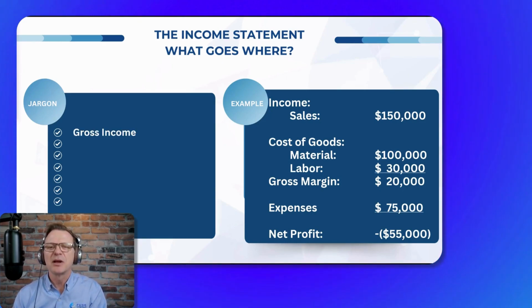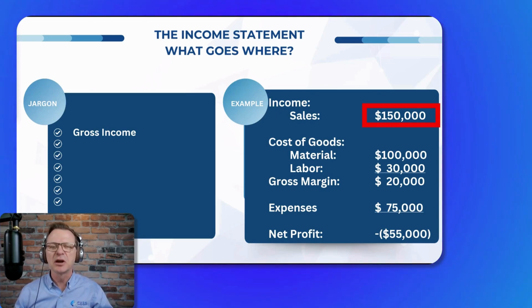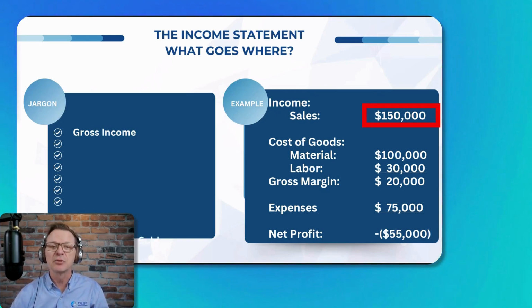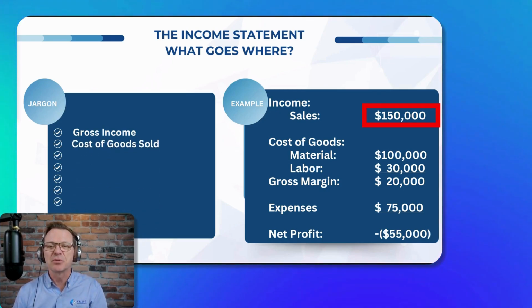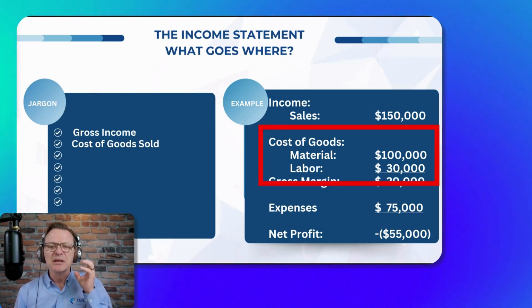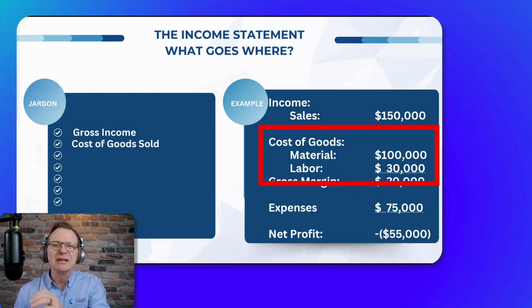Of course, the top line is always called sales or income or gross income. There's lots of different names for it, but it all means the same thing. The second section is cost of goods sold. That's how much you invested in your product or service before you sold it to your customer.